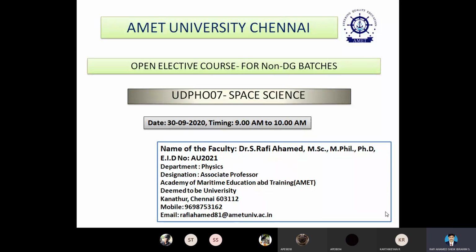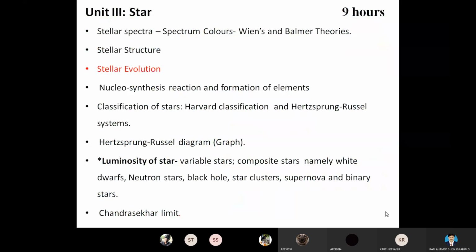Today we are going to discuss the topic from unit number 3, star. So we started with star spectrum. In last class we studied the structure of the star. For today's class, we are going to study stellar evolution.